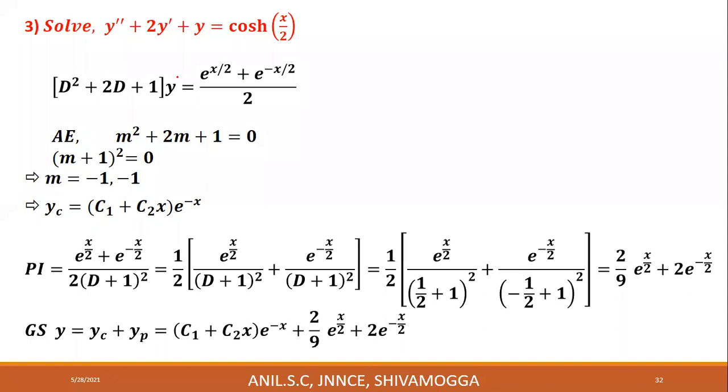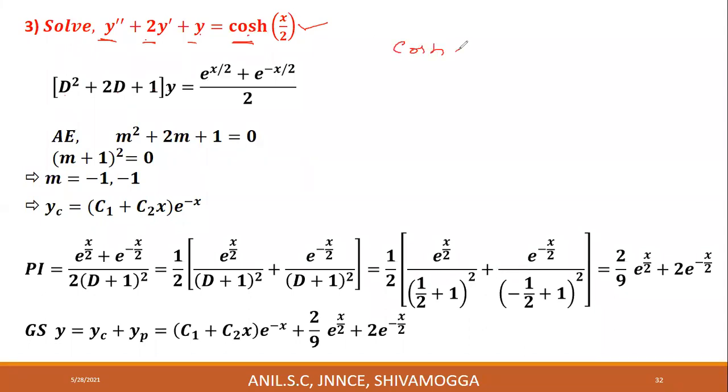Solve the differential equation y double dash plus 2y dash plus y is equal to cos hyperbolic x by 2. This equation can also be written as y double dash means D square plus 2 into y dash means D plus 1 into y is equal to cos hyperbolic x by 2.